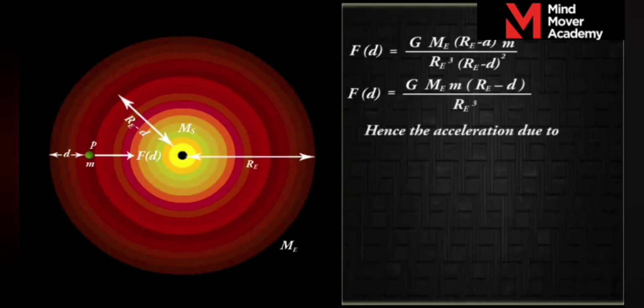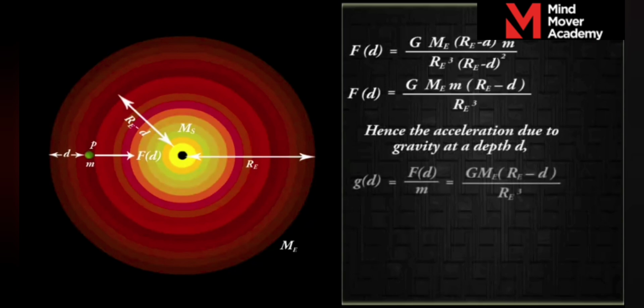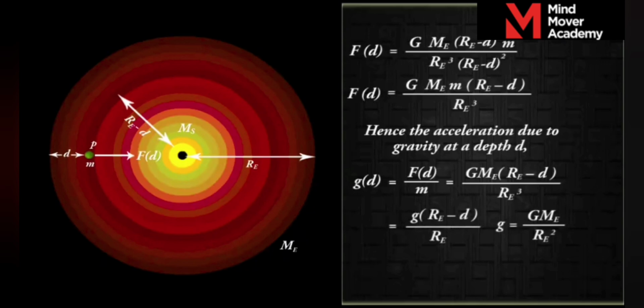And hence, the acceleration due to gravity at a depth d will be gd is equal to Fd upon m is equal to G Me into Re minus d upon Re cube, is equal to g into Re minus d upon Re. Since g is equal to G Me upon Re square, substituting the value of g in the equation, we get gd is equal to g into 1 minus d upon Re.